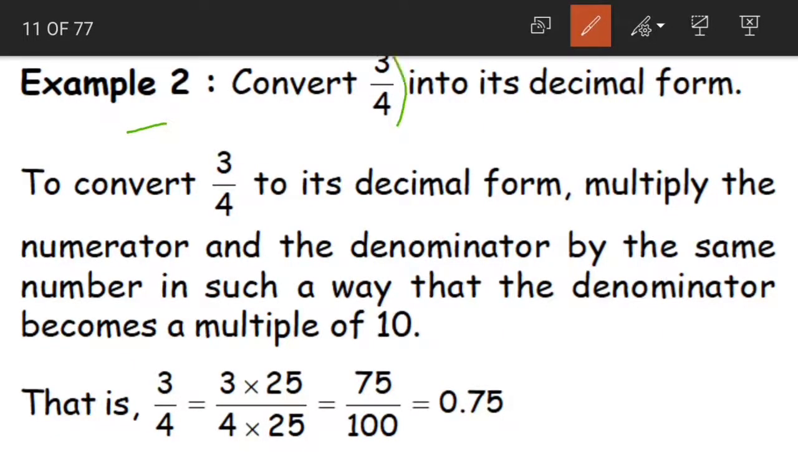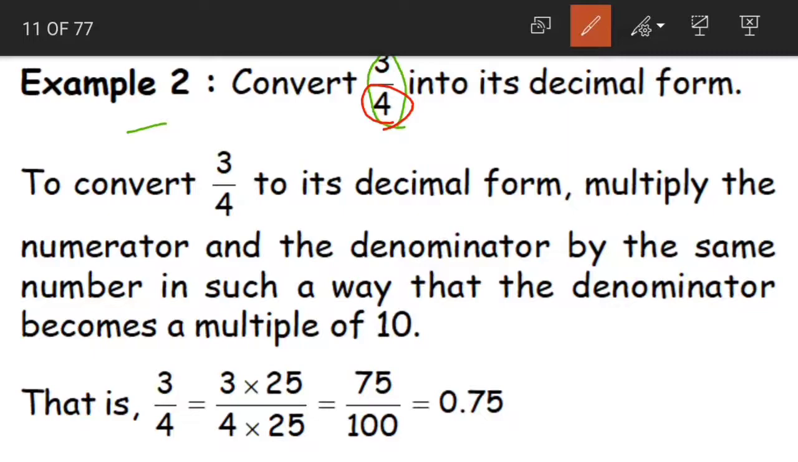What do we have? Convert 3 by 4 into its decimal form. Yes children, convert 3 by 4 into its decimal form. Here if you look at the denominator, it is 4. It is neither 10, 100 or 1000, so that we can count the number of zeros and put the decimal point.